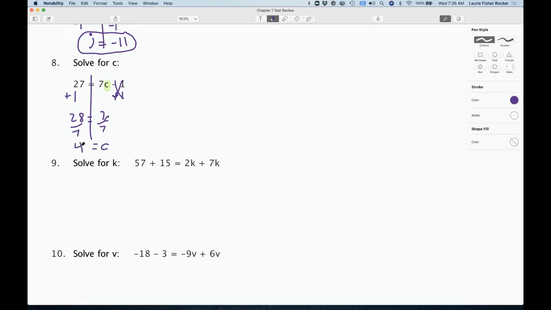That one is pretty straightforward. And remember what that means. That means that if I put 4 in here, 7 times 4 is 28, minus 1 is 27. And I had 27 on this side. So 4 is what's going to make the right side equal to the left side.